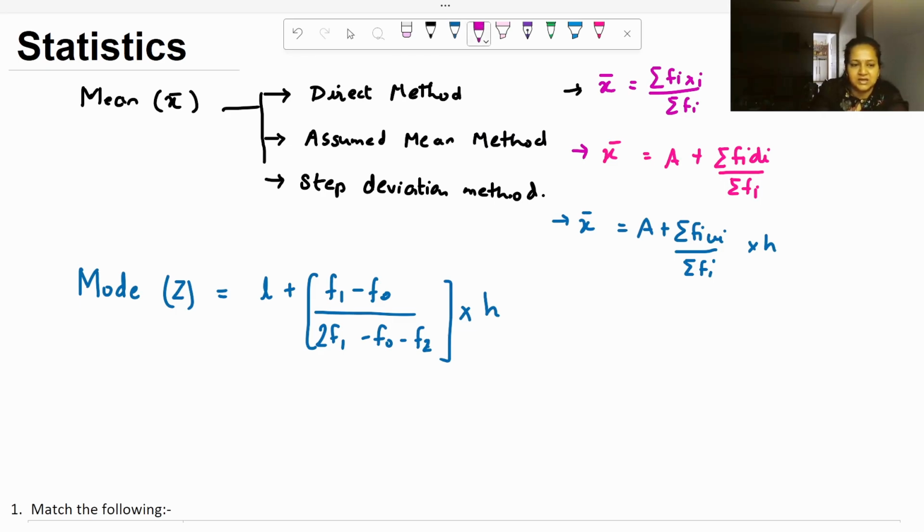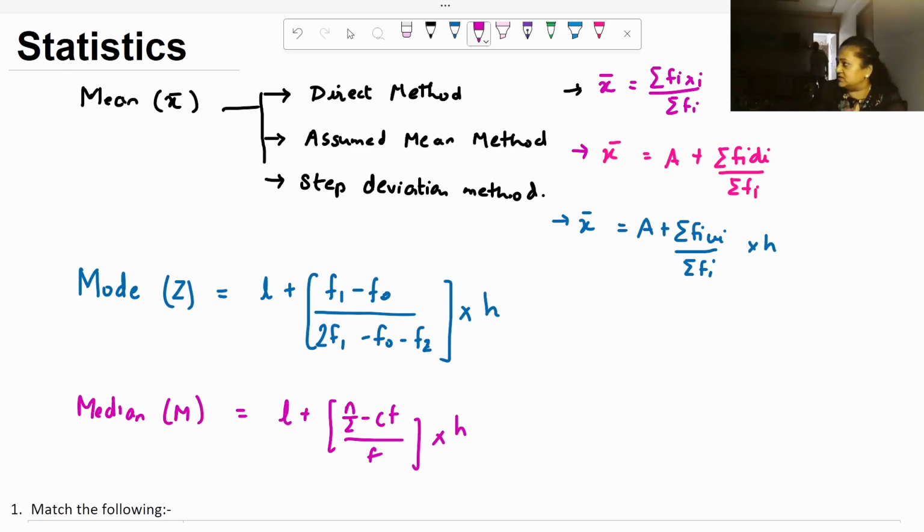The next central tendency is median. Median, denoted by M, is given by the formula L plus (N by 2 minus CF) upon f, into h, where L stands for lower limit of the median class. N by 2 is the total frequency divided by 2. CF stands for cumulative frequency of the preceding class. And f stands for frequency of the same class. And we know h stands for the class size.